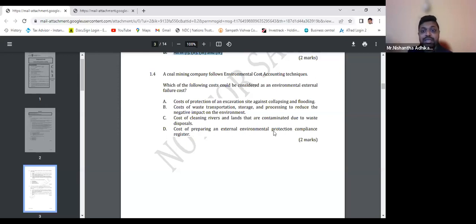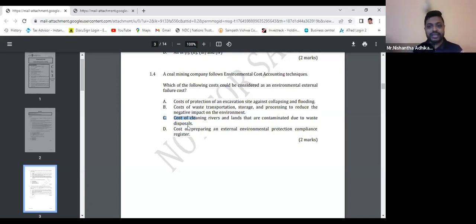Cost of preparing an external environmental protection compliance register means you are taking a preventive action. Therefore, it is not an external failure cost. Therefore, external failure cost is answer C. Right, that is 1.4. The first 4 MCQs we have just completed.